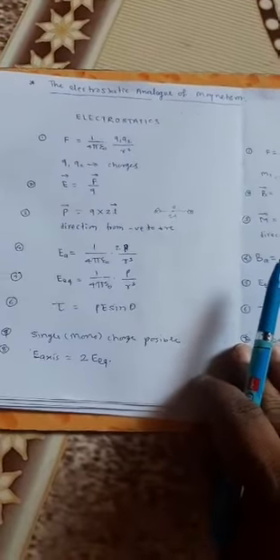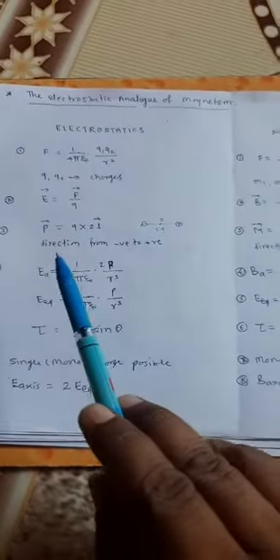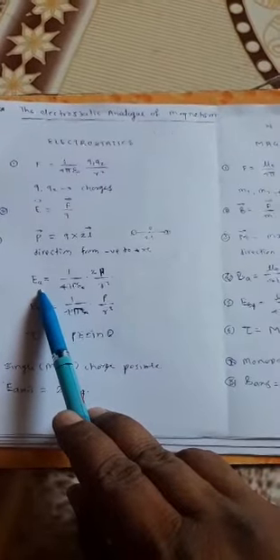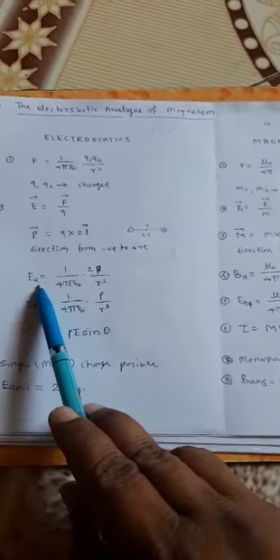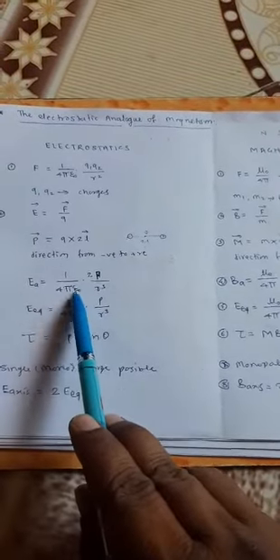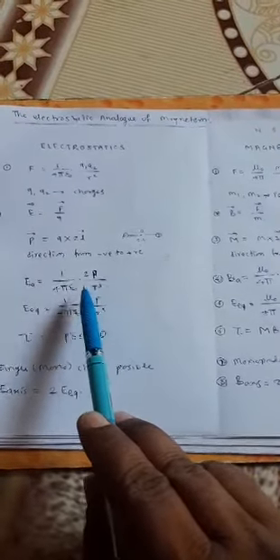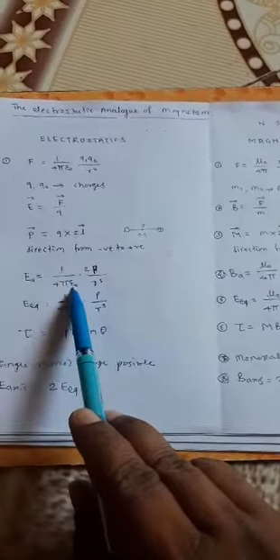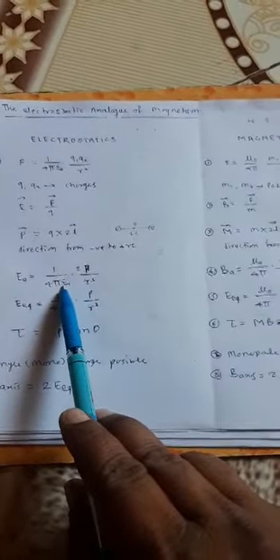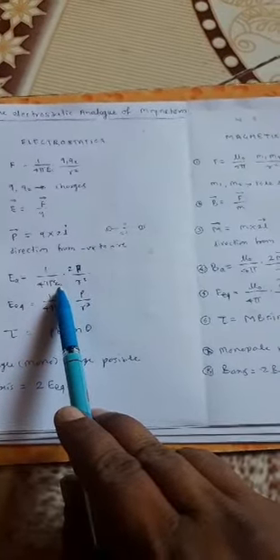Next, we have already derived the expression for the intensity of electric field along the axis of an electric dipole. Along the axis of the dipole, the expression for the electric field is given by 1 upon 4 pi epsilon naught into 2p divided by r cube, where 1 upon 4 pi epsilon naught is a constant. Its value is nearly equal to 9 into 10 to the power 9, or the value of epsilon naught is 8.85 into 10 to the power minus 12 farad per meter.